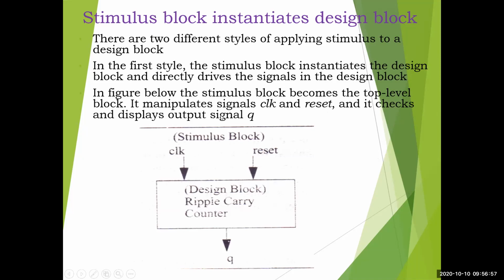Here we have shown a figure. In this figure, the stimulus block becomes the top level block and it manipulates signals, clock and reset. The stimulus block gives the values for clock and reset, which go to the design block. After performing the operations, it gives the result q back to the stimulus block. Finally this output can be displayed or you can draw a waveform also. That is the first style: you have a stimulus block, and you instantiate the design block inside it.